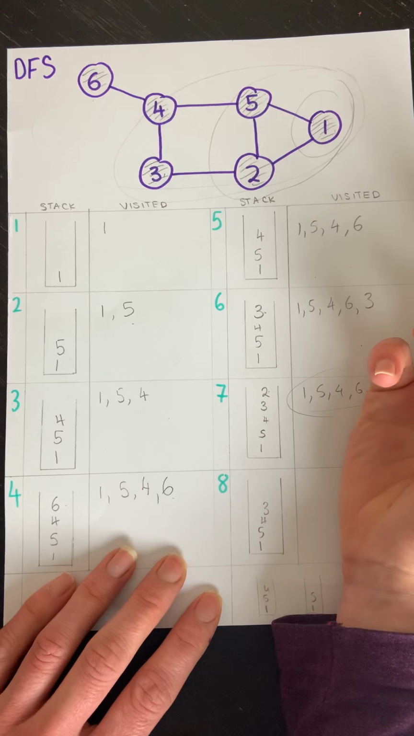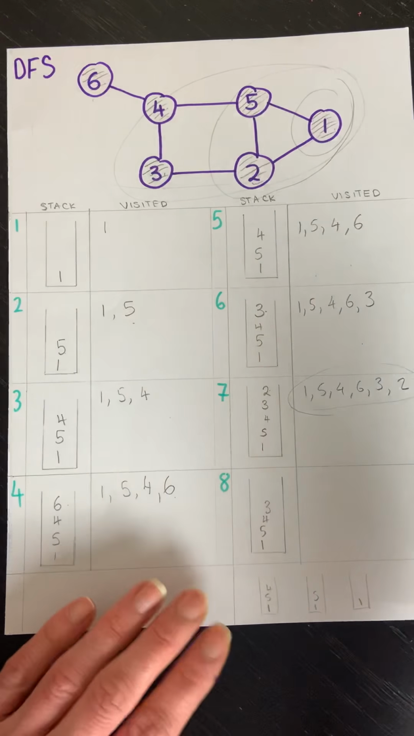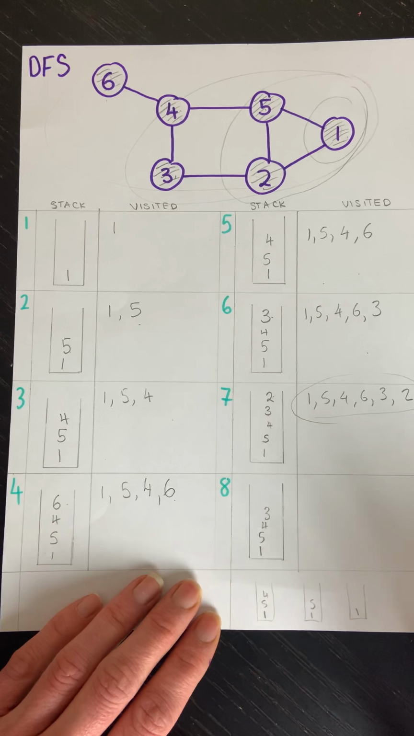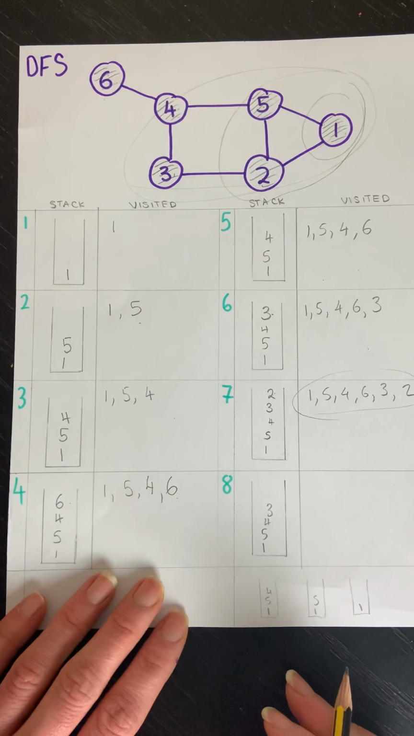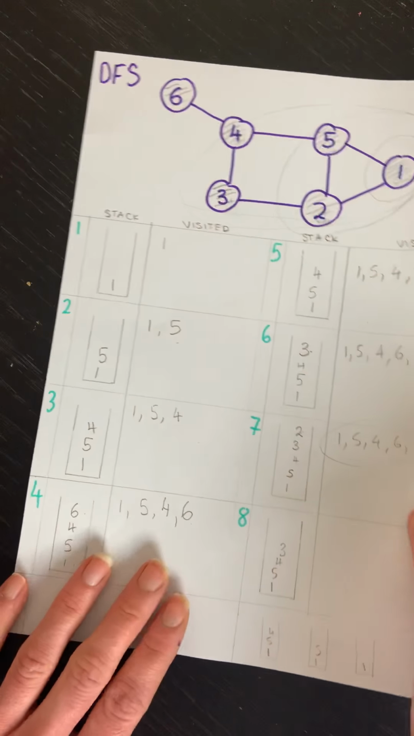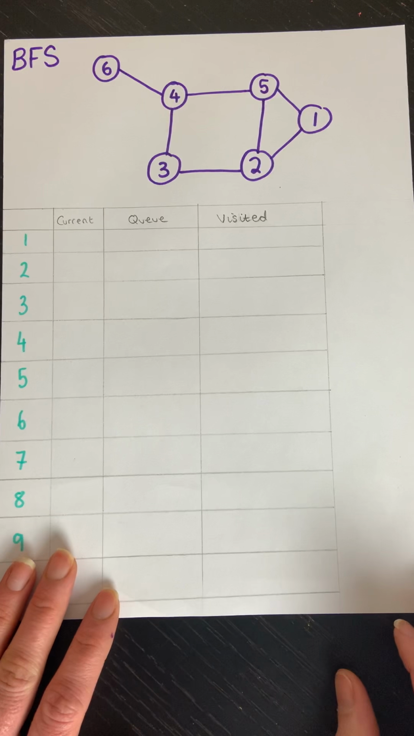So like I said earlier, you can get different outcomes, but if you implement it in code, then you should always get the same outcome for the same graph. It's just depending on how you choose your child nodes. Okay, so that's depth first done. Let's have a look at breadth first now.